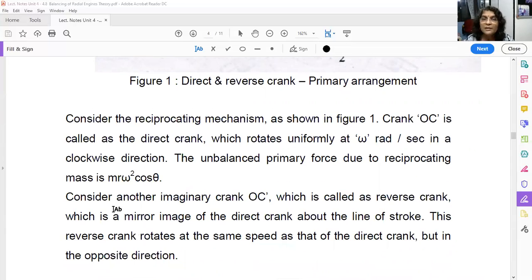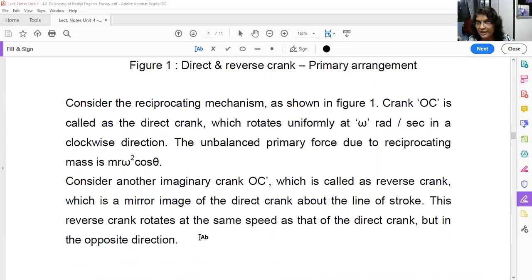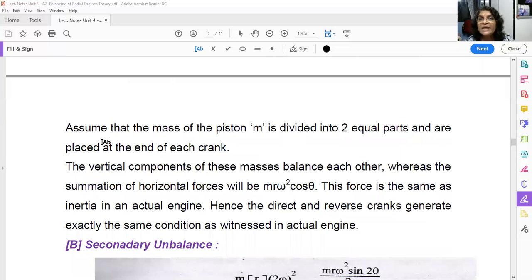Okay. Now consider another imaginary crank OC dash, which is called the reverse crank, which is a mirror image of the direct crank about the line of stroke. This reverse crank rotates at the same speed, that is omega, as the direct crank, but in the opposite direction. This we have already seen. So assuming that the mass of the piston M is divided into two equal parts and placed at the end of each crank.